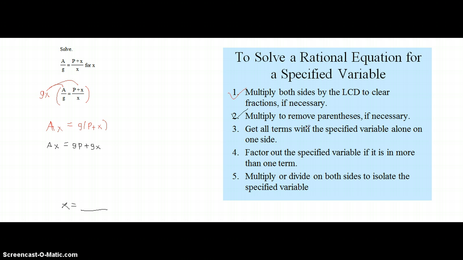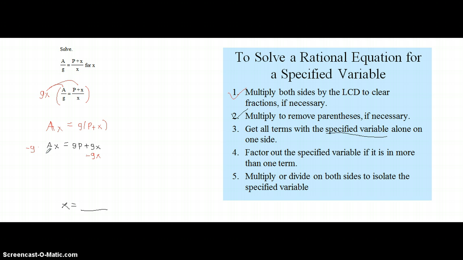Now, get all terms with the specified variable alone on one side. That specified variable is the one we're trying to solve for. So since I'm trying to solve for x, I'm going to choose one of my sides to be my x side, and the other side will contain every term that doesn't have an x in it. It doesn't matter, I'll just choose this left side over here to be my x side. So everything that has an x in it, I'm going to move to that side, so I'm going to subtract gx from both sides.